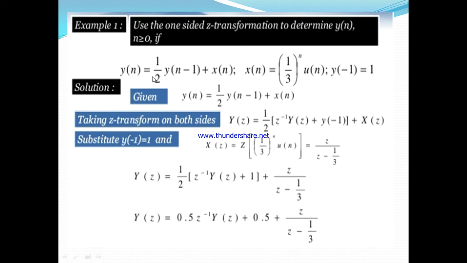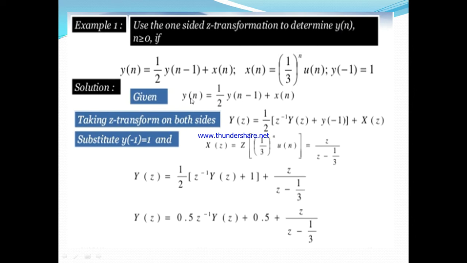Here y of n equals 1 by 2 y of n minus 1 plus x of n. x of n is the input sequence and y of n is the output sequence. Next, x of n is given by 1 by 3 the whole power n into u of n. Again, they are giving some initial values, y of minus 1 equal to 1. So these are the given values. Our aim is to calculate y of n.